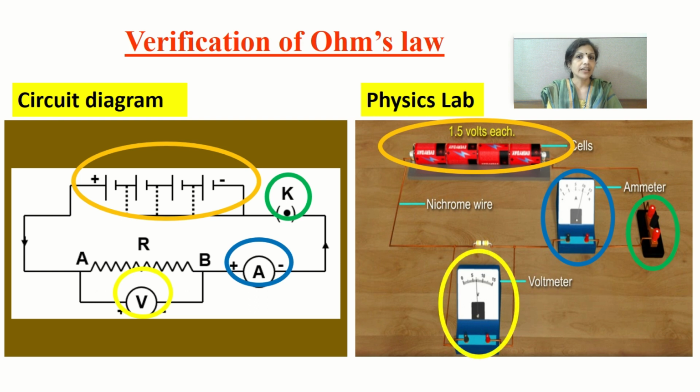So the circuit connections go like this. You can see all the components are connected to each other with wire, and we have used a nichrome wire here. Alright. Now let's understand how the experiment is performed. We are checking how electric current and potential difference are interdependent on each other, and this is verified by Ohm, so it is called Ohm's law.